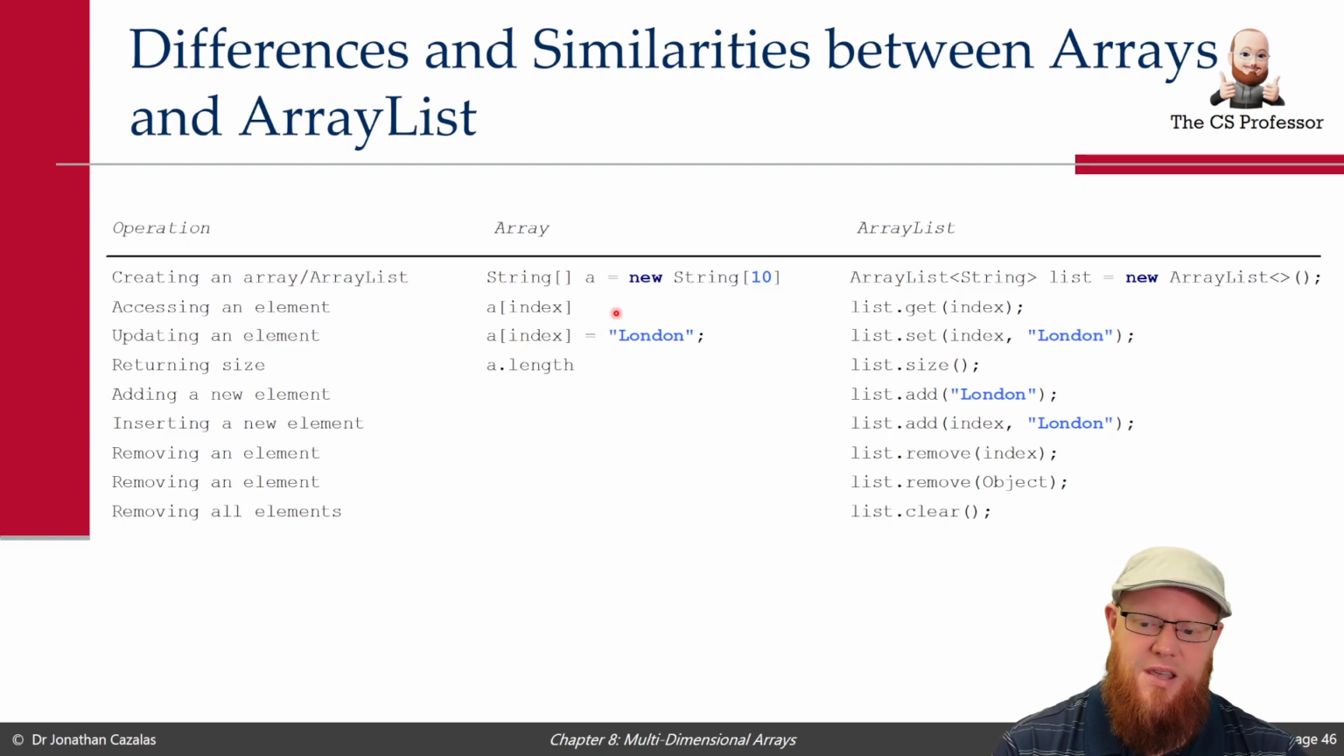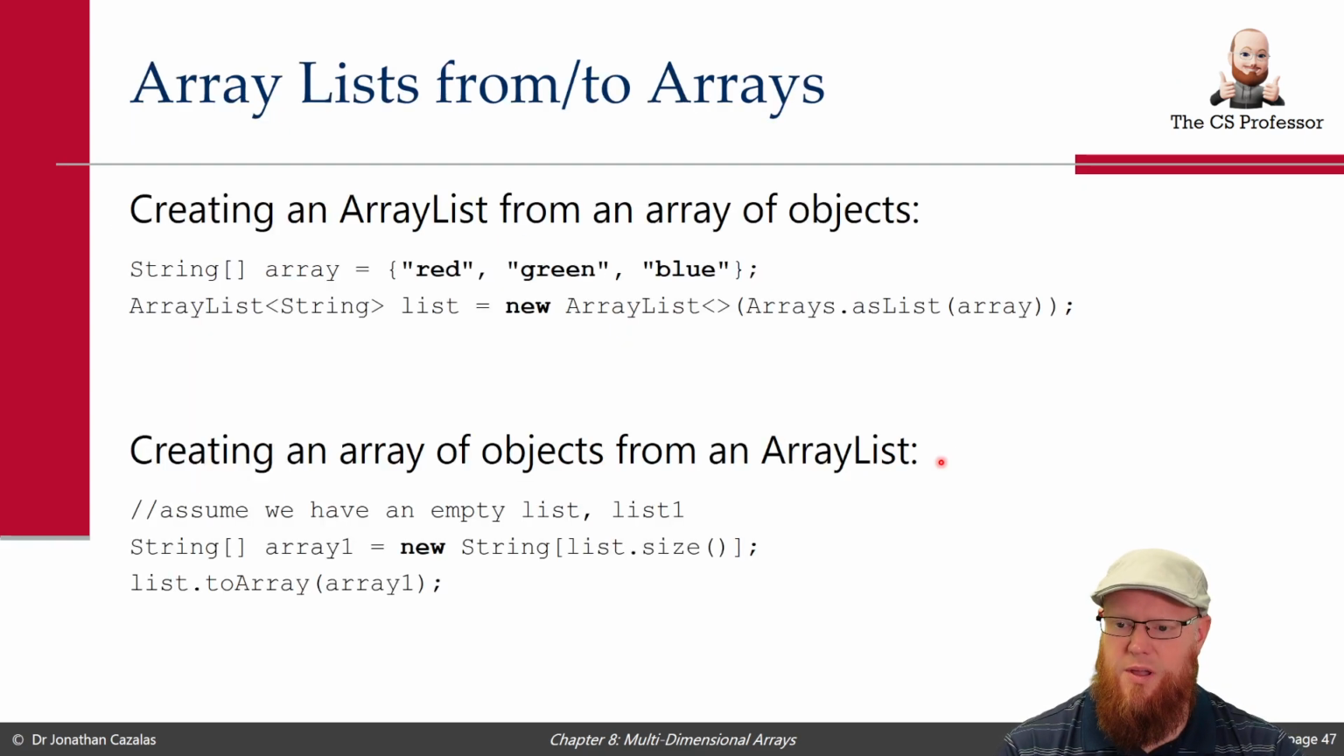Say, hey, let's save London into that index. Or we could say list.set at that index, let's set London. The length of an array is with the dot length property of arrays, whereas we would have to use the dot size method on an array list. Those are the comparisons, and there's other things that we've seen here as well, adding and removing, and even clear, which clears out and removes all items from your array list.